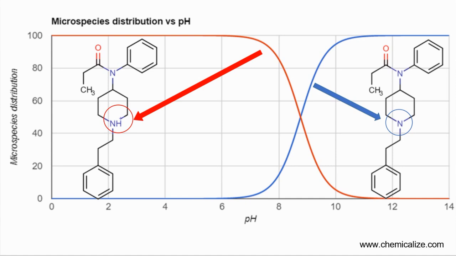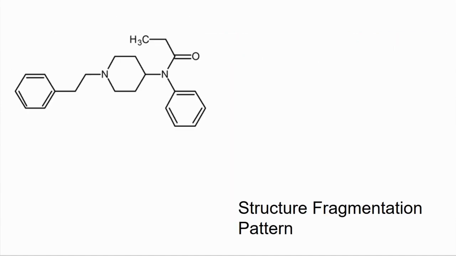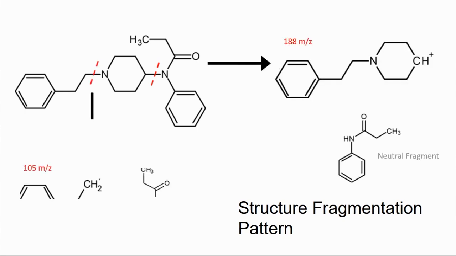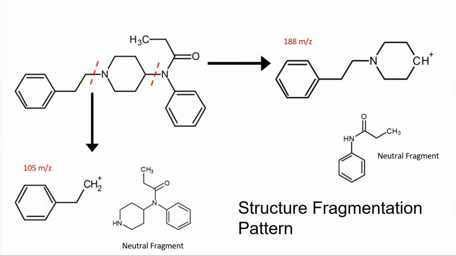Lastly, let's take a look at the anticipated fragmentation pattern of this structure. We're expecting fragmentation to occur around our nitrogens, and we'll get a charged and a neutral fragment at each nitrogen. So we are expecting to see a 188 mass to charge ratio charged fragment and a 105 mass to charge ratio charged fragment. Okay, let's tune this analyte.